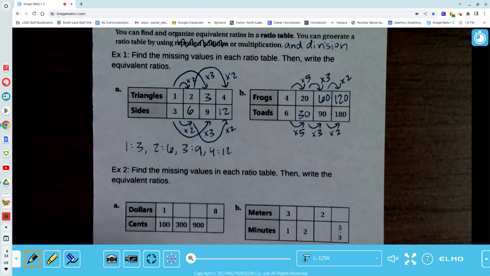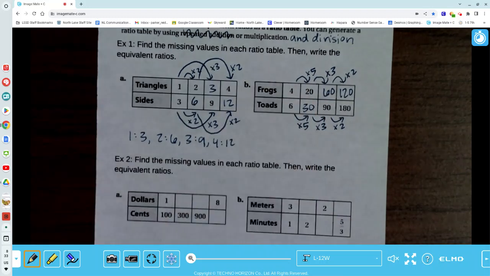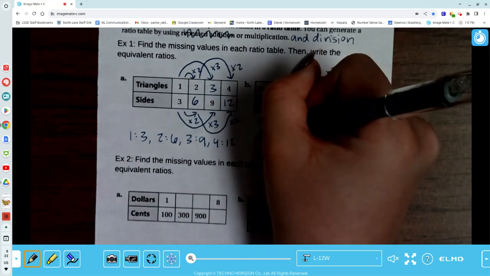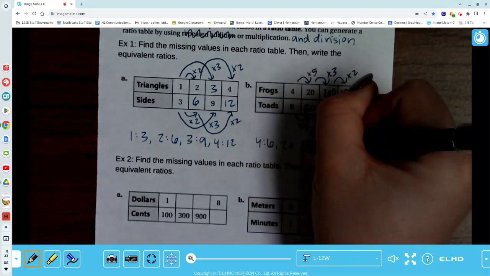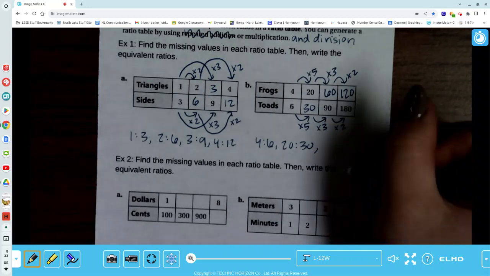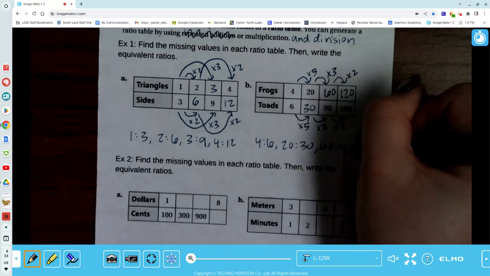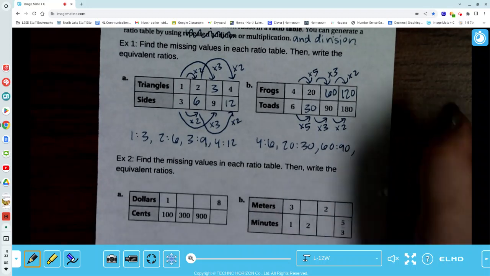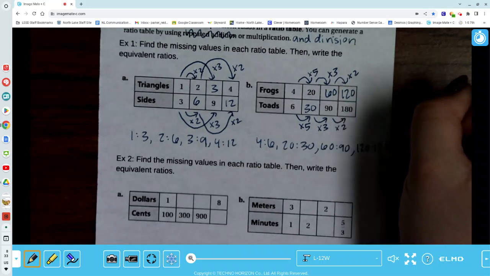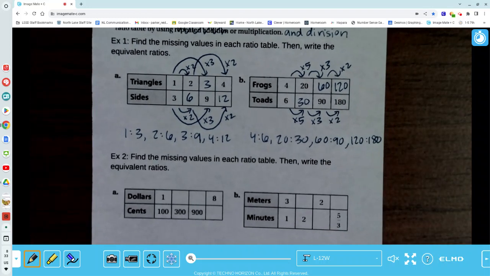You're looking at this one. We're on this one, the frogs and toads. Yeah. What's the next one? Shelby? And the next one, Hudson? And the last one in this table. Farhan? And we're done. Questions about example 1A or B?